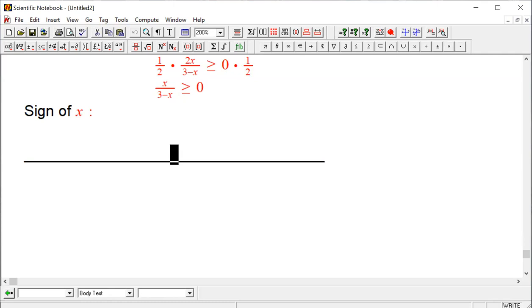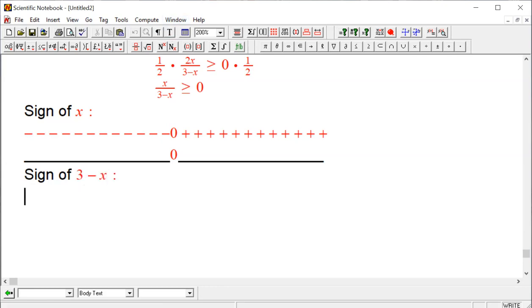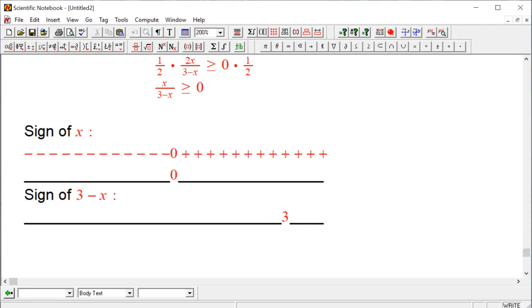x changes sign at where? 0. If x is less than 0, x is negative. If x is 0, it's 0. If x is positive, then it's positive. So this is the most straightforward. And let's look at the sign of 3 minus x. Where does it change sign? 3. You can set it equal to 0. I didn't do it because this is pretty obvious.